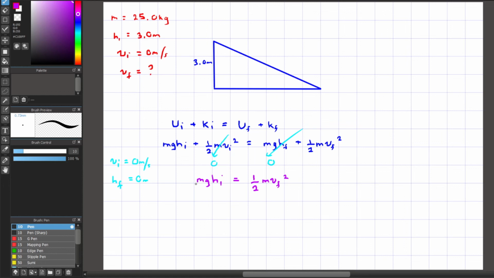Looking at this expression, we can easily cross out mass conveniently. Right, and then plugging things in, we are going to have 9.8 meters per second squared due to gravity times the height of 3.0 meters equals 1/2 times the final velocity squared. We can work this algebraically, and then we can find out that at the bottom of the slide, the child is going to have a final speed of 7.66 meters per second.